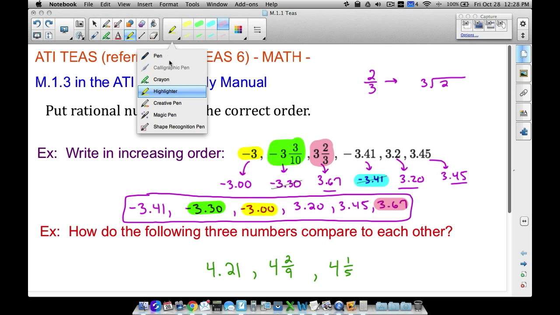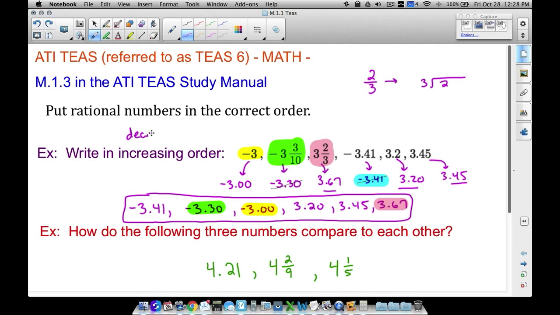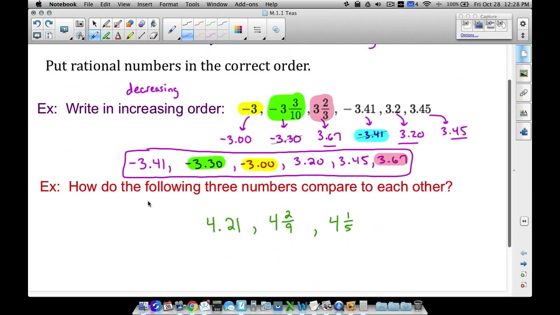Be careful. You could easily see the word decreasing on the TEAS test. So what you'd want to do there is reverse this. Decreasing is going from biggest to smallest. And the mistake you don't want to make, they're going to try to fool you. The more negative your number is, the smaller it is.